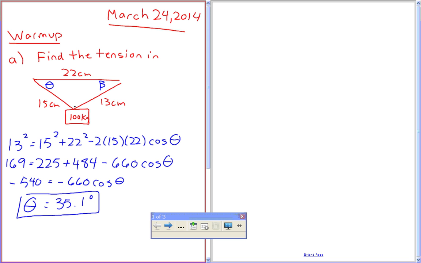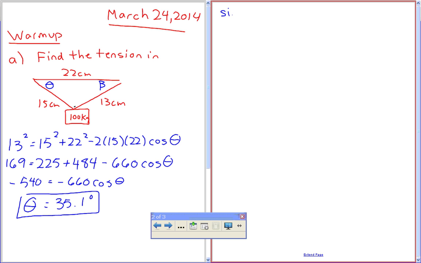Okay, how do you get beta then? What's the quick way to get beta? Brianna, how do I get beta then? Sine law sounds perfect to me. It's going to be sine beta over 15 equals sine 35.1 over 13. Can you work on that for me, please, and get beta?